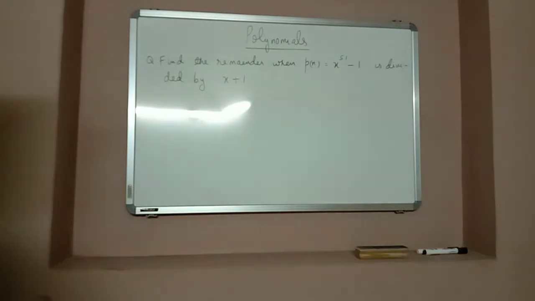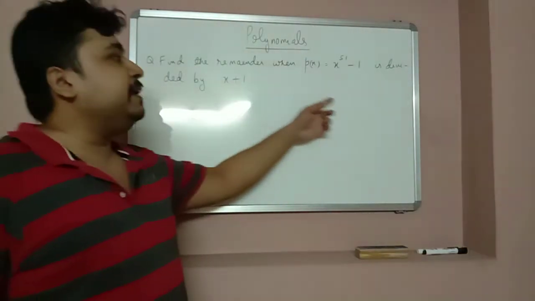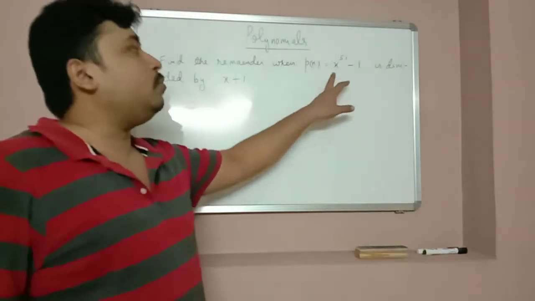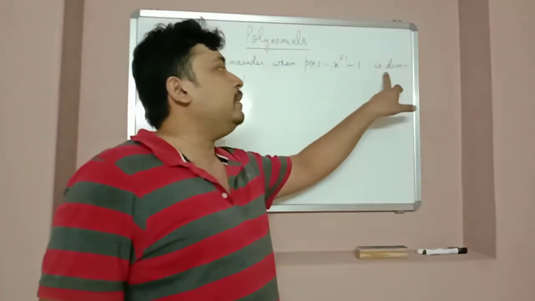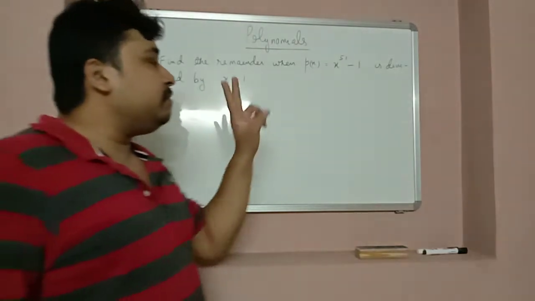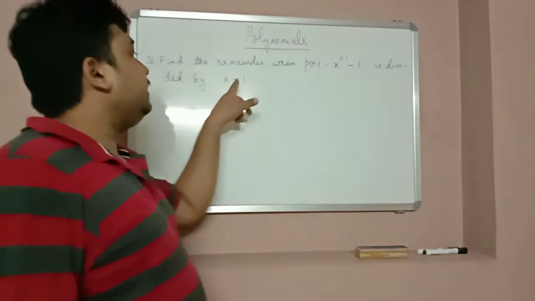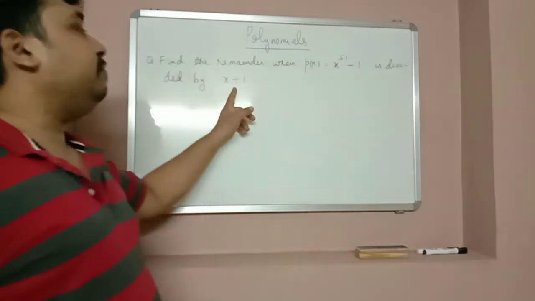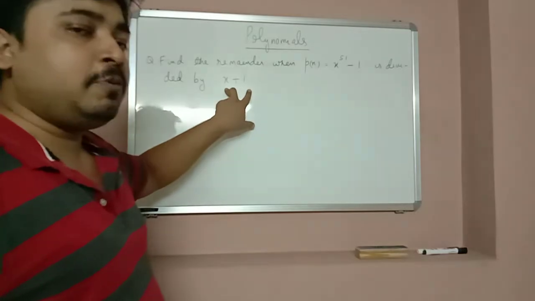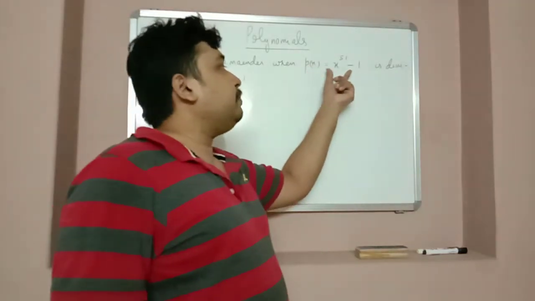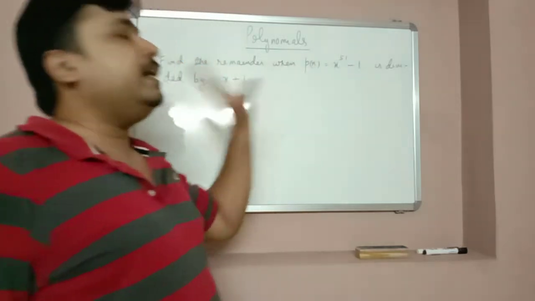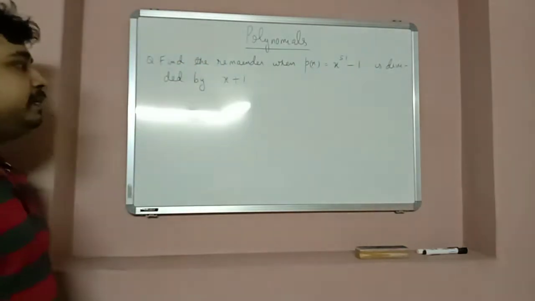Now let us take a question based on the application of remainder theorem. The question says, find the remainder when p of x equal to x to the power 51 minus 1 is divided by x plus 1. Now two things which we have to check: one is that the polynomial with which we are dividing should be a linear polynomial. So here x plus 1 is a linear polynomial and p of x is a polynomial of degree greater than or equal to 1. So both the conditions are satisfied, we can apply remainder theorem here.